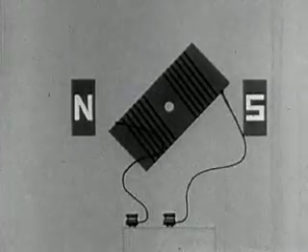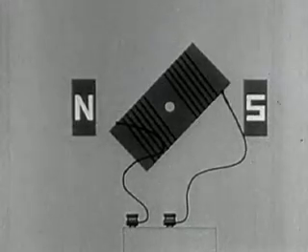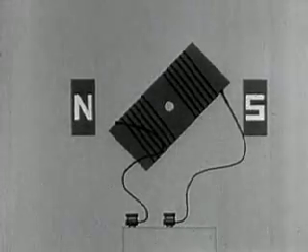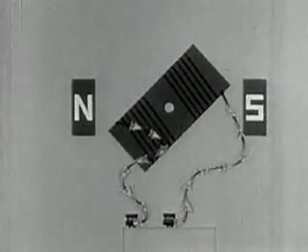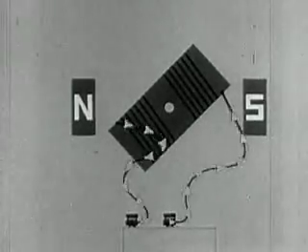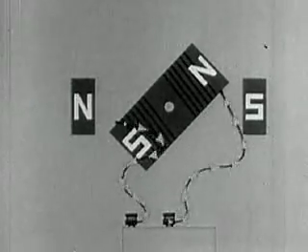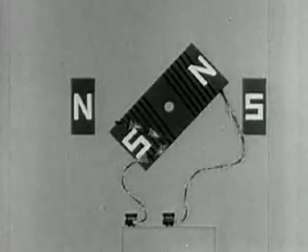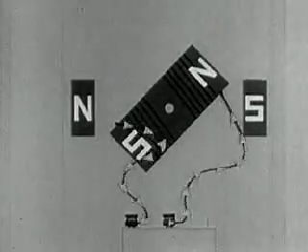Here's the block of iron with the coil of wire around it, an electromagnet. The coil of wire is attached to wires leading to a dry cell. When current starts to flow, the coil becomes an electromagnet with north and south poles. These poles of the electromagnet are attracted by the poles of the permanent magnet, and the block of iron turns.